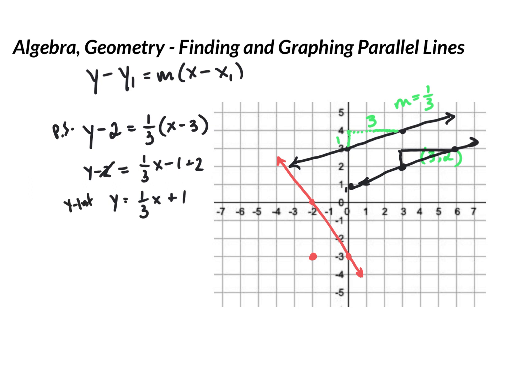Okay, let's do the red line. So the first thing we need to do is figure out the slope, because again, a parallel line will have the same slope. So I'm going to say it went down 3 units and over 2. So its slope would be -3 halves. -3 divided by 2, rise was negative. And the point that I'm interested in here is (-2, -3) that I want to go through.